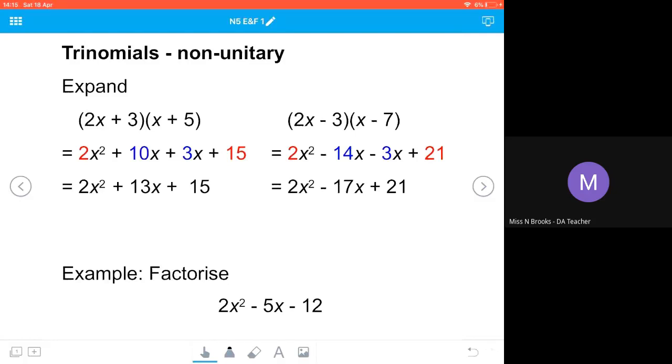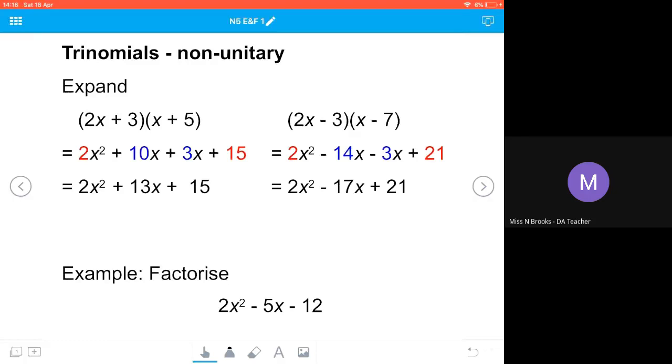So, in order to work backwards from that 2x squared plus 13x plus 15, you can see I've highlighted the coefficient of x and the term at the end in red. And if you multiply those terms together, you're going to end up with 30. And if you look at the blue numbers in that first example, those are factors of 30 that add together to give me the 13x.